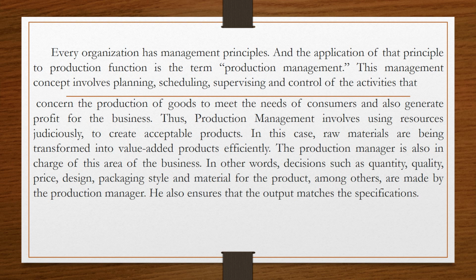How do I understand it in simple language? We can understand it like this: what is production management? It is a combination of two words: production, raw material, process, output, or input, process, output. Then what is management? Management means there are certain basic functions like planning, scheduling, supervising, controlling. When we add these activities in a particular area of production, then the term becomes production management. Right? This management concept involves planning, as I said, scheduling, supervising, controlling, organizing of all the activities that concern the production of goods to meet the needs of the consumers and also generate profit for the business.